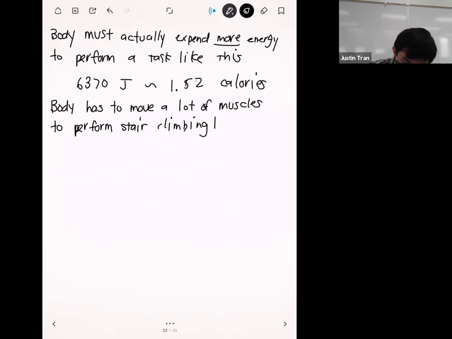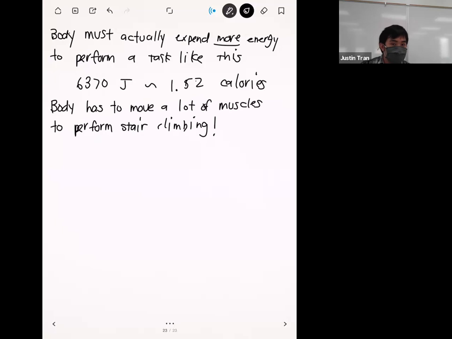Some examples of important muscles that are used: maybe when you're walking up the stairs, you're swinging your arms, and that's going to expend some energy. Your body needs to maintain balance the whole time, making sure you don't just completely topple over. So you have your core muscles and your back muscles contracting to make sure you stay balanced throughout the entire climb.